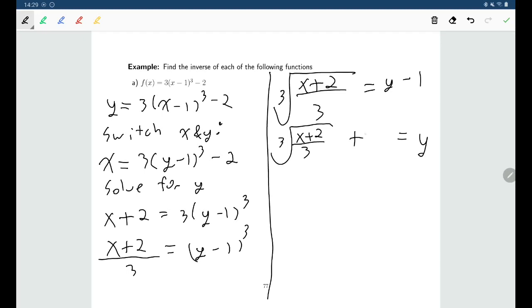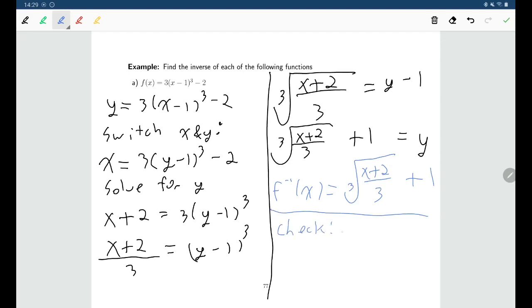And now, at this point, now that we've solved for y, what we have here would be f inverse. So I can say f inverse of x should be cube root of x plus 2 over 3, plus 1. And of course, for this, you can check to see if you have your right answer.